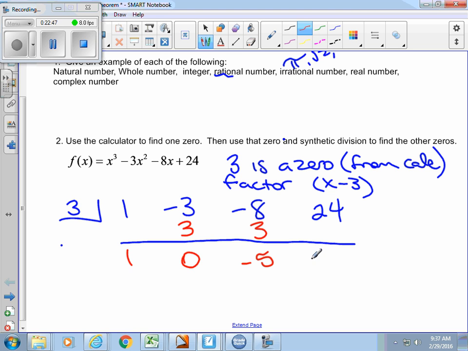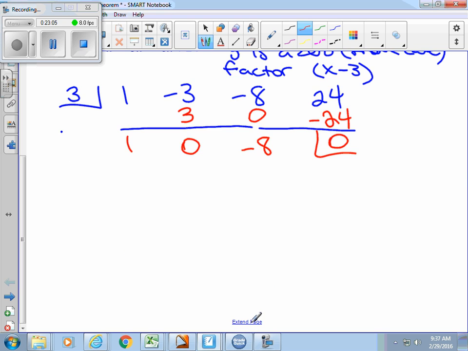Uh-oh. Oh, you're right. Good call. Why did I say uh-oh? Yeah, if that had been what I had put down, then it wouldn't be a factor, and that means I picked a bad 0, which would be bad.